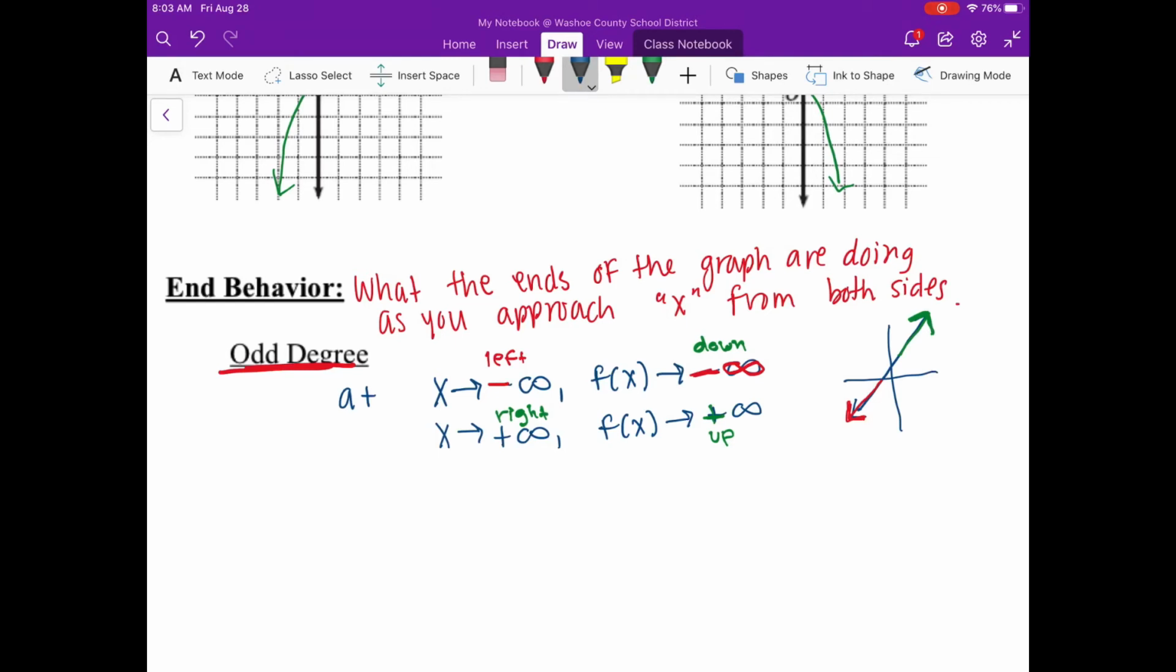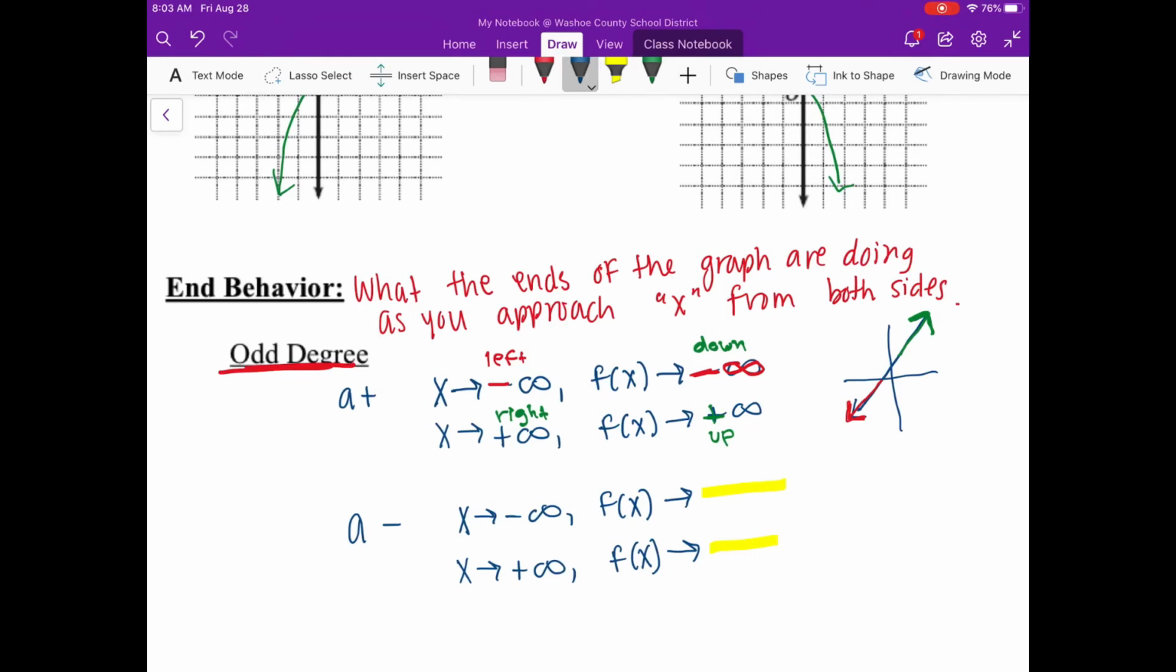Okay. Now, same deal with the odd degree, but what if A is negative? So you're always going to start off your end behaviors the same way. You're going to say as x approaches negative infinity, f of x does what? And as x approaches positive infinity, f of x does what? So really the only thing that's changing every time for your end behavior is what y is doing, what f of x is doing, okay?